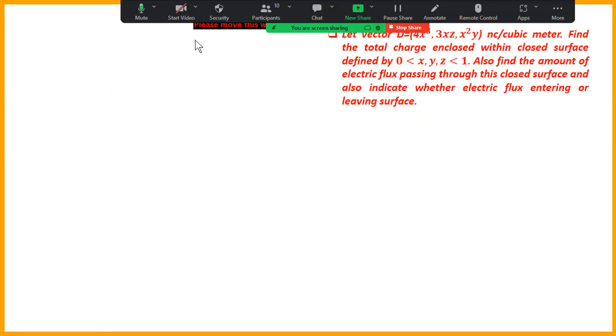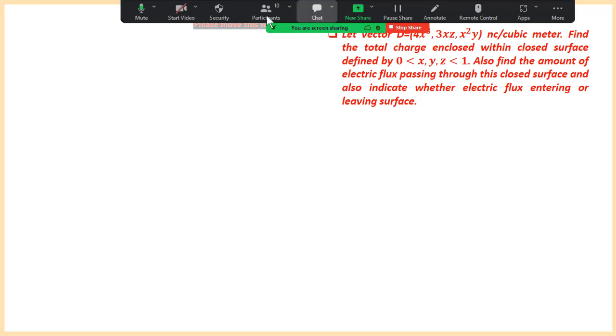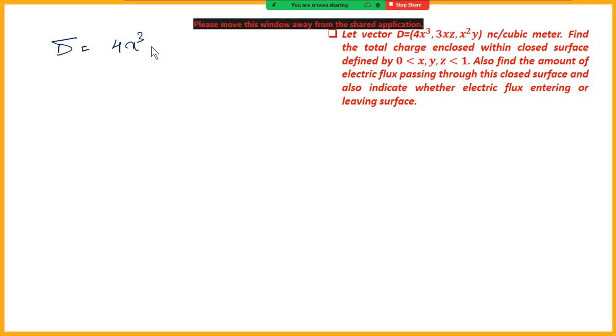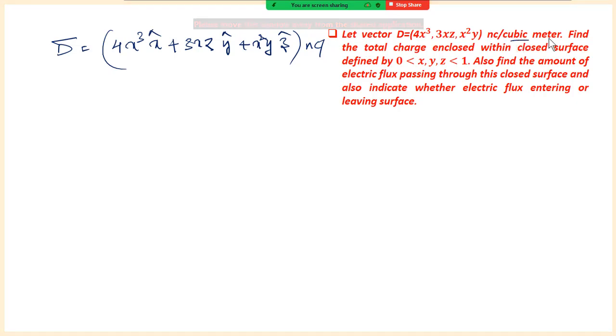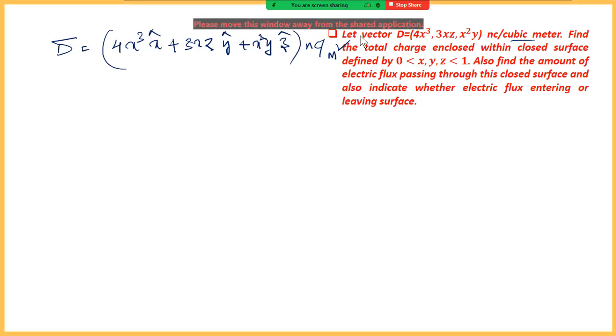Next, again the next problem you can do. Let vector D̄ be given now in the Cartesian coordinate system. So D̄ is equal to 4x³ x̂ plus 3xz ŷ plus x² y ẑ. They said that it is in nanocoulombs per meter square. Here some mistake is there, it is meter square. Find the total charge enclosed within the closed surface enclosed by the limits 0 < x < 1, 0 < y < 1, 0 < z < 1.